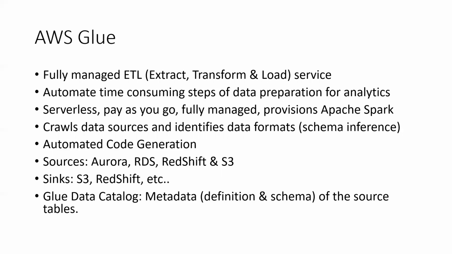If you have any idea about Hadoop, it basically follows a map reduce kind of structure, where they extract some data, map it, transform it, and once they have transformed it, they have reduced the data and then load it again. That's the reason it can provision Apache Spark, which is related to Hadoop and these environments. It can crawl different data sources and identify the data formats. Automatic code generation is there as well. The Glue Data Catalog is used if you also have the metadata of the source tables along with it, so you will go ahead with the Glue Data Catalog.